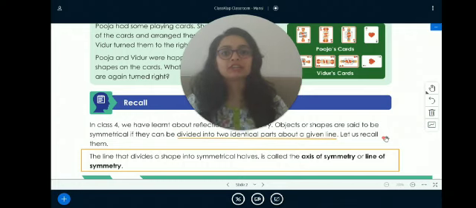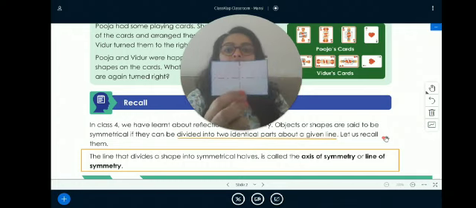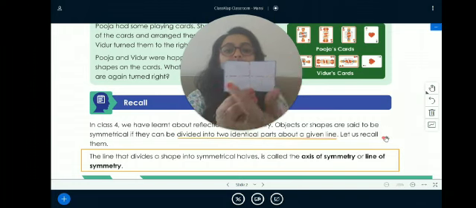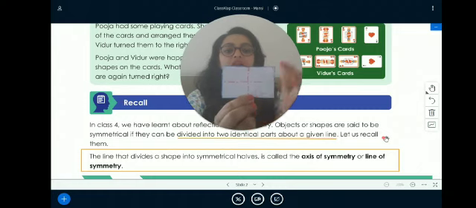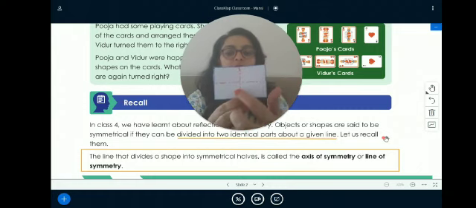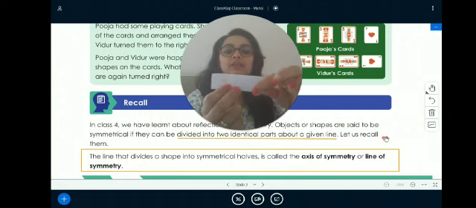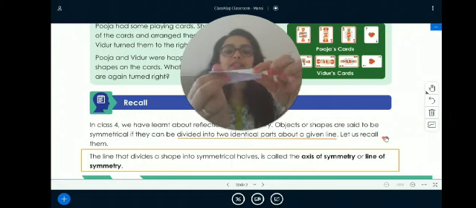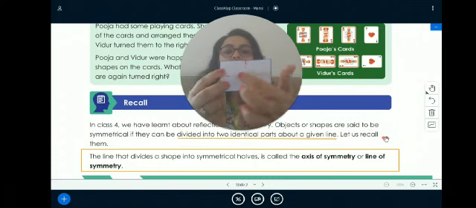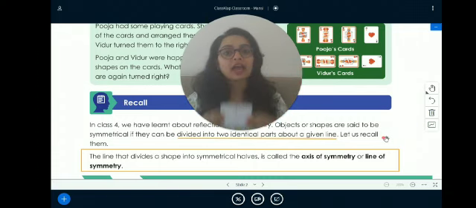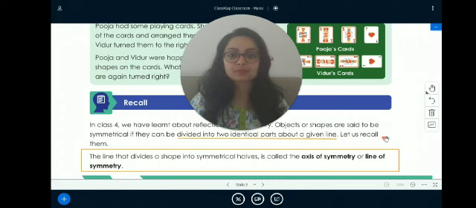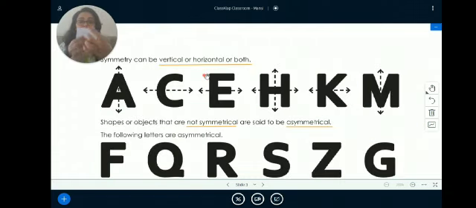Similarly, if I take this shape, I can see that this line has divided the shape in two identical parts and this line will be called as line of symmetry. Similarly, this line, horizontal line as well, divides this in two identical parts. So this line as well is line of symmetry, or it is called as axis of symmetry. Symmetry can be vertical, horizontal, or both.